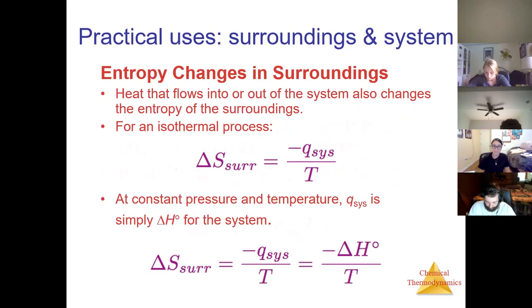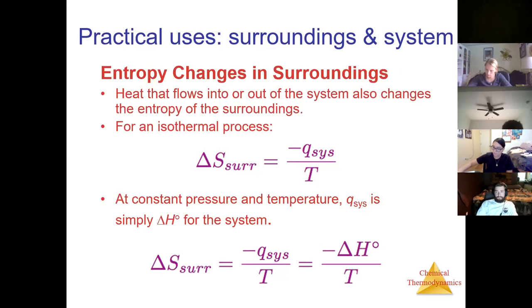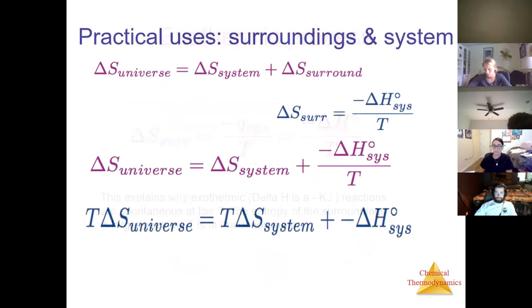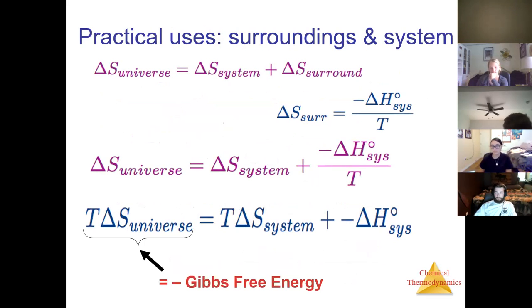At constant temperature and pressure, Q of the system is simply delta H. At constant pressure, the heat, the Q, being dealt with by a system is simply the delta H of that system. So I'm going to plug in negative delta H over T for my delta S surroundings. This gives me this equation.